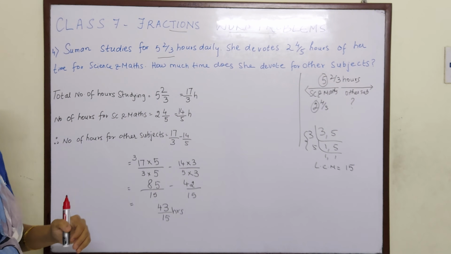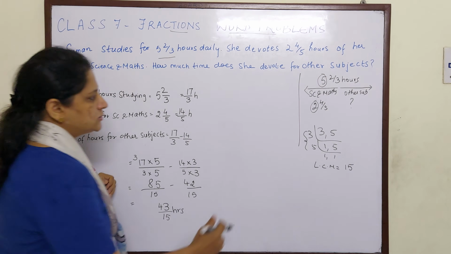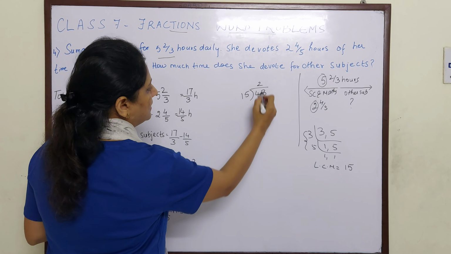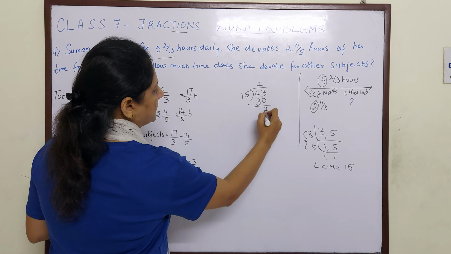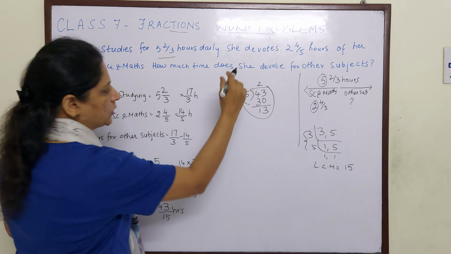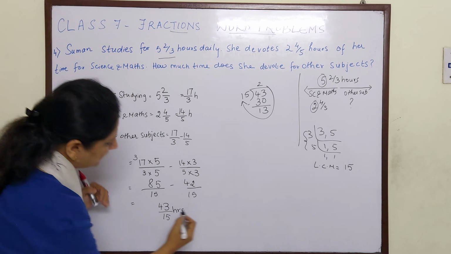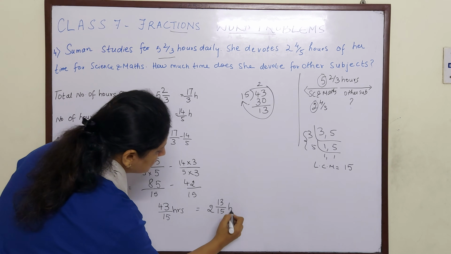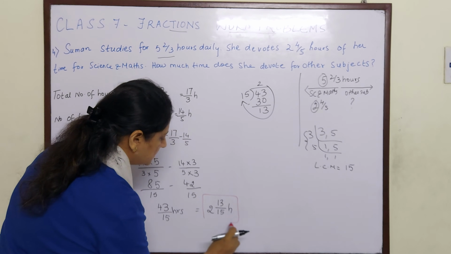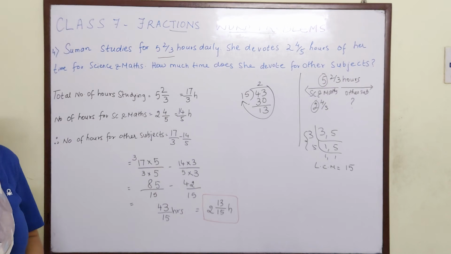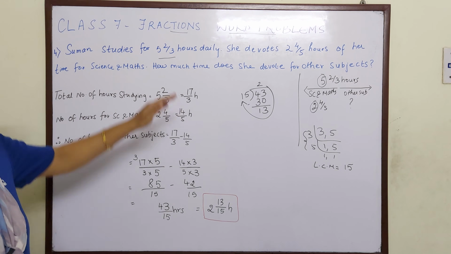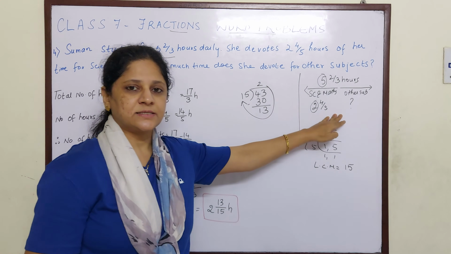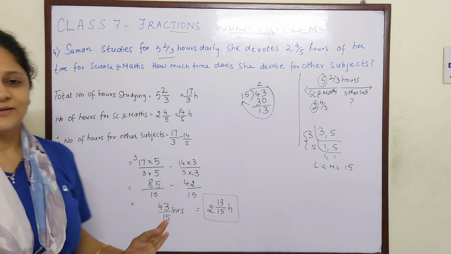But this is a case of a mixed fraction. So we will convert this into a mixed fraction. So 43 divided by 15. 15 2s are 30 and the remainder is 13. So 2 13/15. So we can write 2 13/15 hours she is spending on other subjects. So hope you understood children how to go with the word problem. Read the word problem, make a diagram and try to understand and then go to the main part. Bye for now.